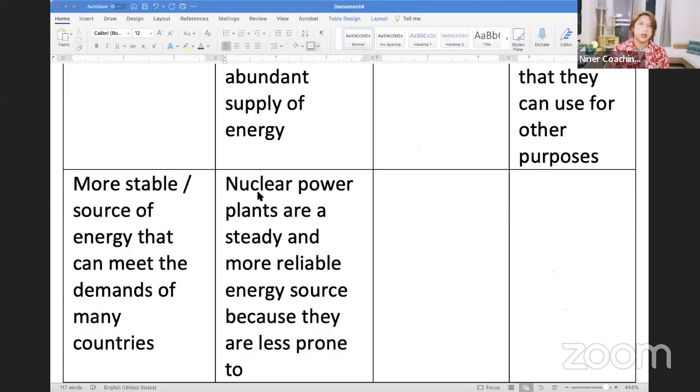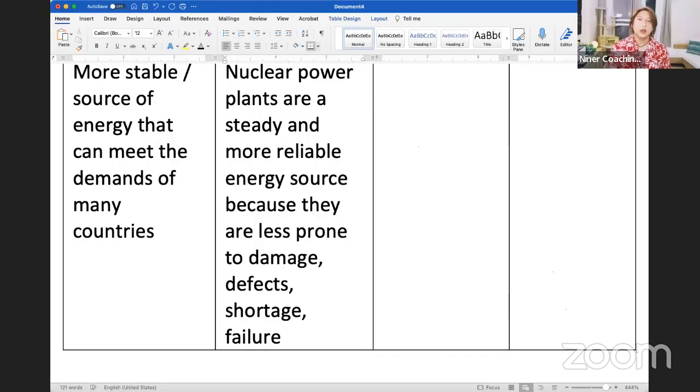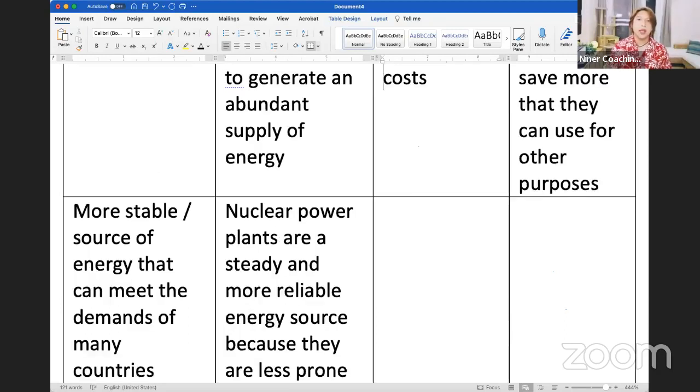When they start operating, they're less prone to damage, maybe? From what, from weather? Like an energy supply problem. So maybe defects, faults. Yeah, they're less prone to damage, less prone to defects, or a shortage or a power failure. All right, and what particular industries will benefit from this?